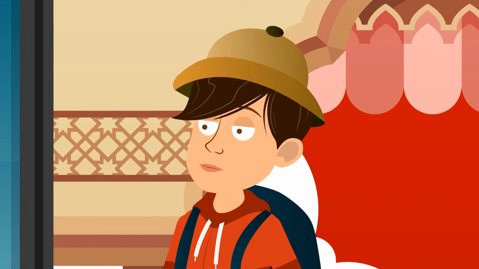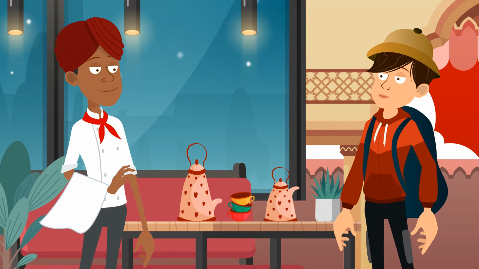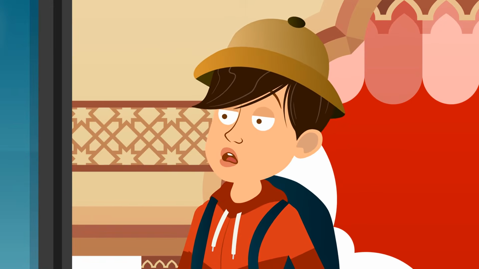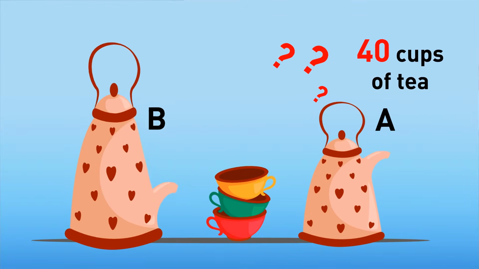He told her that the first teapot contained enough tea for 40 cups and asked her to figure out, just by looking at the pot, how many cups of tea the second one could carry inside. Take a look at the image. Can you help Ruby figure out the answer?